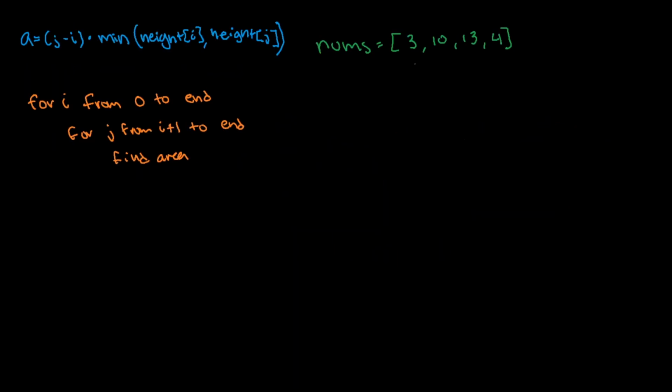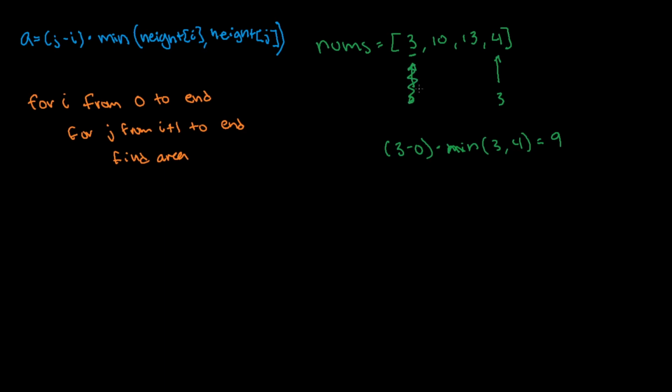So let's try that. Here I've written a new example that contains different numbers, and like we said, we're going to start by calculating the area for these two. This is index 0 and this is index 3. So our formula would be 3 minus 0 times the min of 3 and 4, which is equal to 3 times 3, which would be 9. Now, which pointer do we want to move? Like I said earlier, we are bounded by our lowest number, so we want to move this 3 pointer to be pointing to 10.